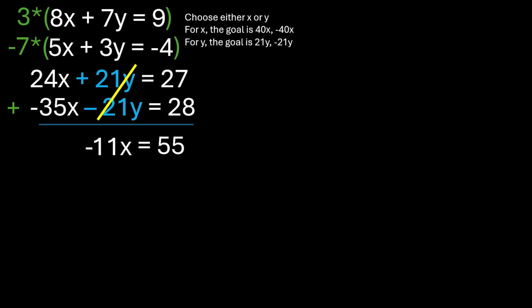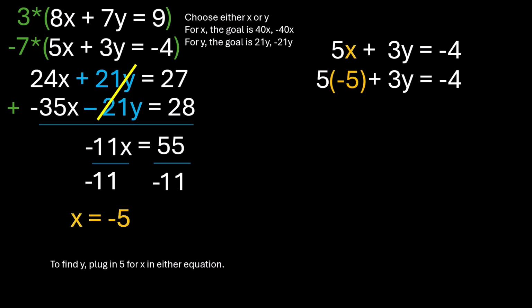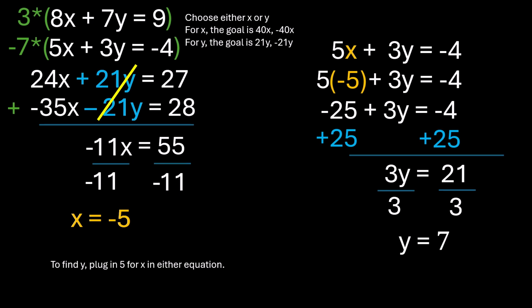I'm going to divide both sides by negative 11, and that's going to give me x is equal to negative 5. Now I'm going to plug back in, and I suggest plugging back into one of your original equations. So I'm going to take 5x plus 3y equals negative 4. You could have used the 8x plus 7y equals 9, but I'm going to replace x with negative 5. I'm going to simplify that, so I have negative 25 plus 3y equals negative 4. I'm going to add 25 to both sides. That's going to give me 3y equals 21. Divide both sides by 3, and that's going to give me y is equal to 7.